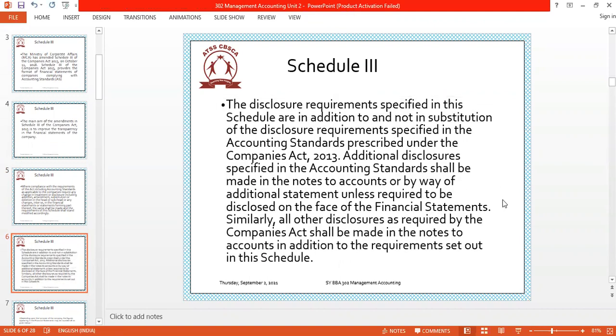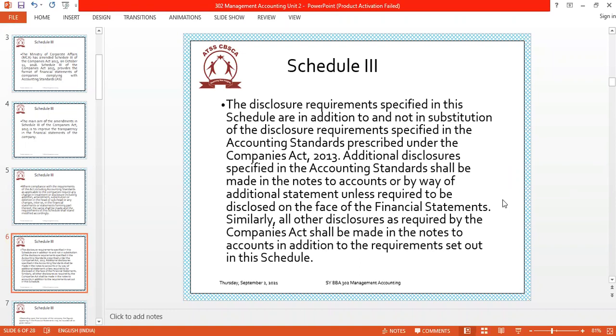The disclosure requirements specified in this schedule are in addition to and not in substitution of the disclosure requirements specified in the accounting standards prescribed under the Companies Act 2013. Additional disclosures specified in the accounting standards shall be made in the notes to accounts or by way of additional statements unless required to be disclosed on the face of financial statements. Similarly, all other disclosures as required by the Companies Act shall be made in the notes to accounts in addition to the requirements set out in the schedule.